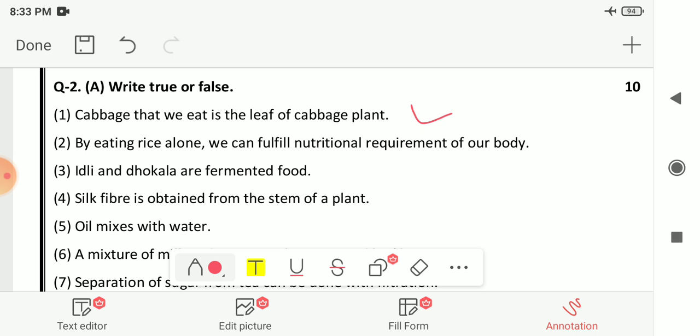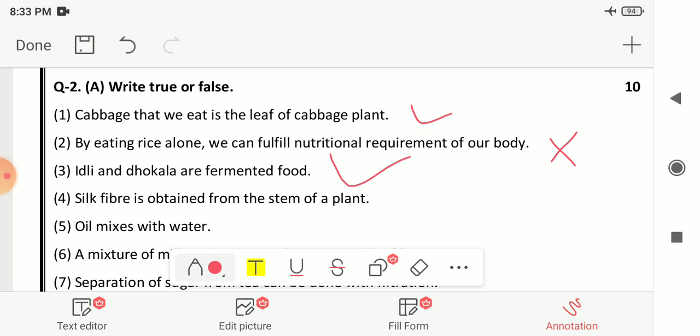Next, second number: by eating rice alone, we can fulfill nutritional requirement of our body. So here your answer is false. By eating rice alone, we cannot fulfill the nutritional requirements of our body. We have to eat a healthy diet which includes all the nutritional requirements. Next is third number: idli and dhokla are fermented food. So here your answer is true. These are the fermented food.